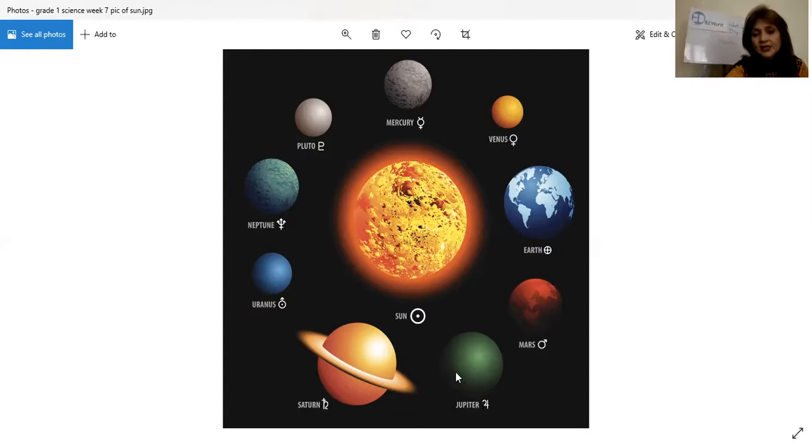Now you can see the size of Jupiter is a little bigger. Then Saturn, how this planet looks. It's different from all the other planets. Yes, Saturn is different from all the other planets. And this is Uranus. It is also a little tiny. Neptune and Pluto are the smallest planets. You understood?